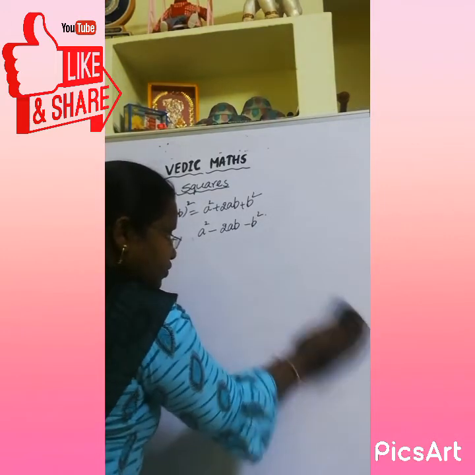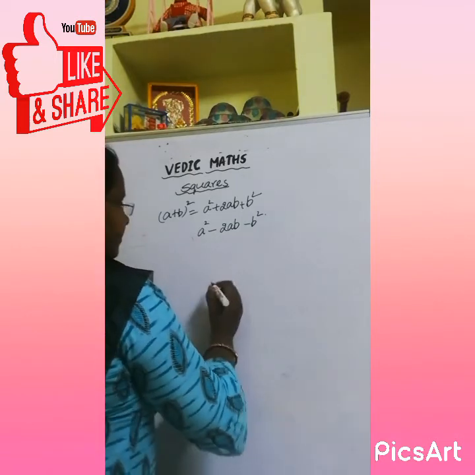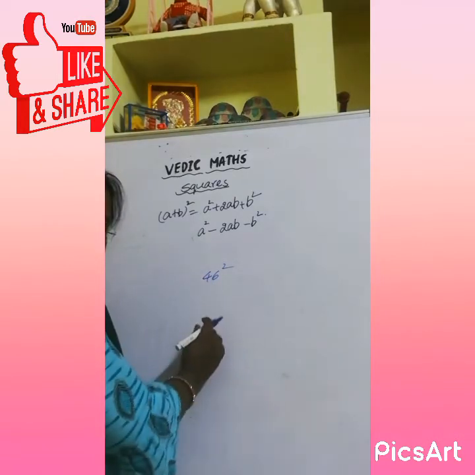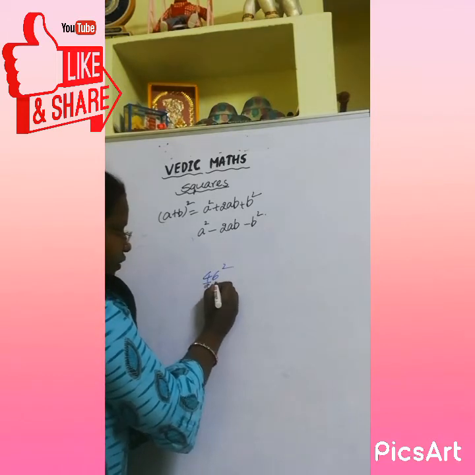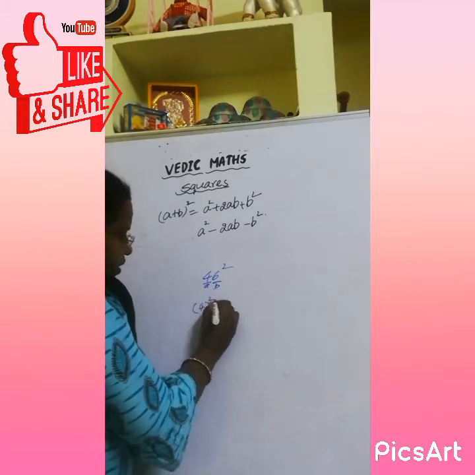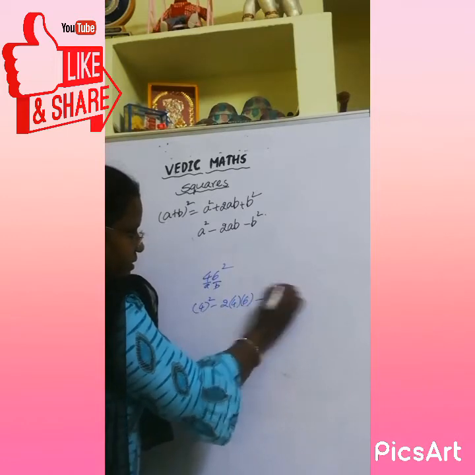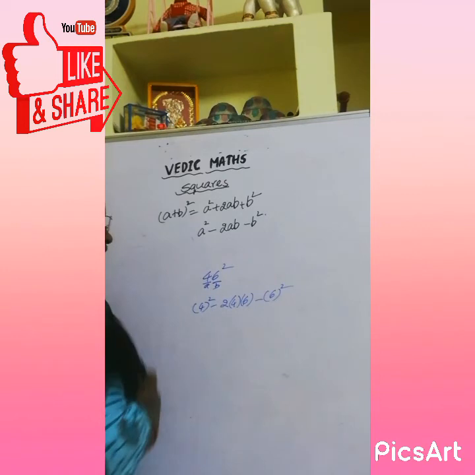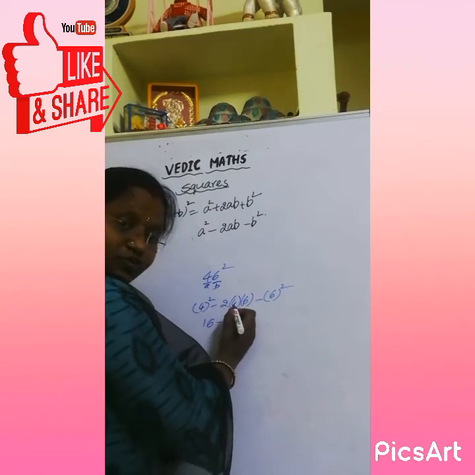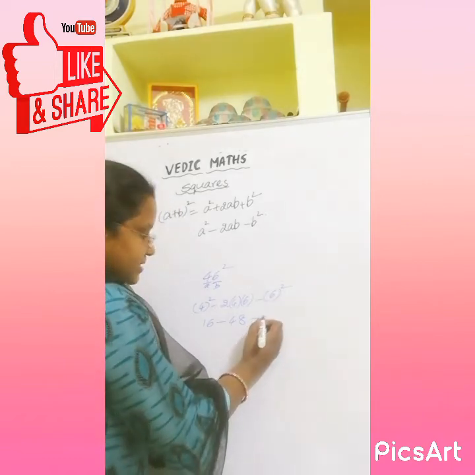Then we will go for one more problem. In that problem we are not going to use all these steps, directly we are going to do the problem: 46 square. So 46 square, what we have to do? A is nothing but 4, b is nothing but 6. A square is 4 square, minus 2ab is 2 into 4 into 6, minus b square is 6 square. Then 4 square is 16, and 2 4s are 8, 8 6s are 48. Then 6 6s are 36.